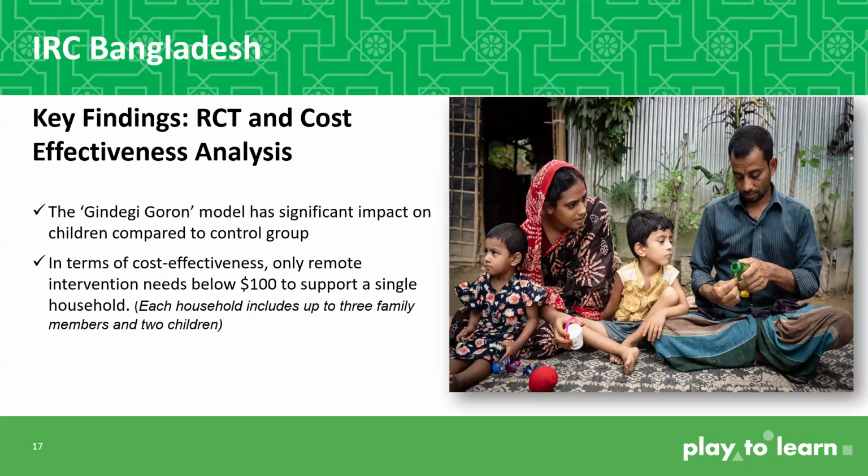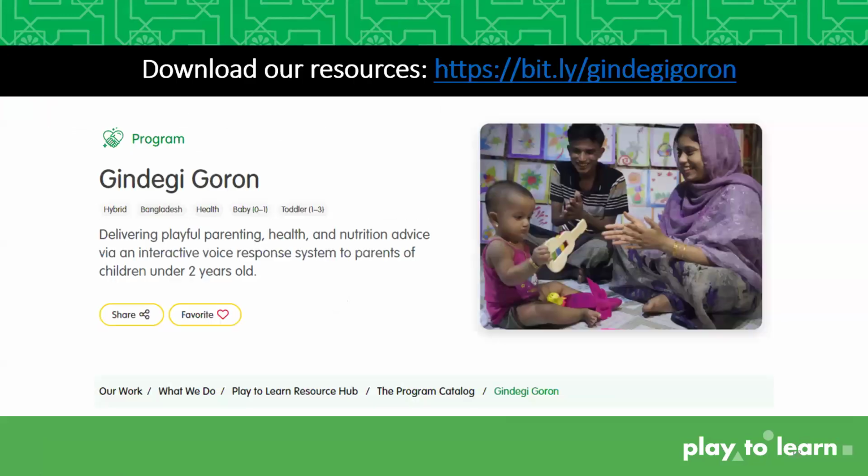The key findings from the randomized control trial and cost-effectiveness analysis in the impact evaluation phase show that the Zindagi Goran model has significant impact on children compared to the control group. In terms of cost effectiveness, the remote-only intervention needs below $100 to support a single household, and each household includes 3 family members and 2 children, which consists of 5 members.